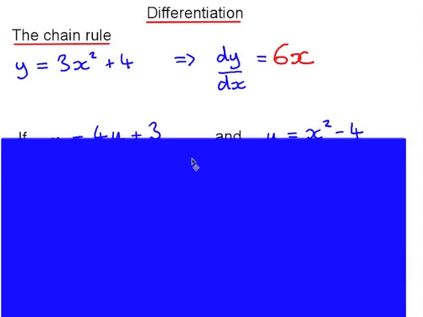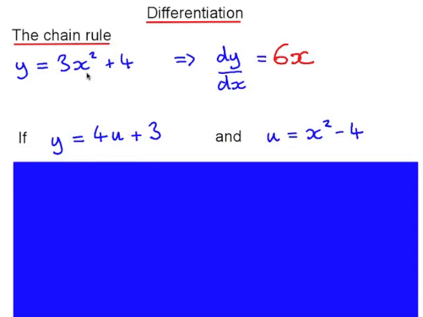But what if y is not given in terms of x, but is given in terms of u, and then we know that u is given in terms of x. So this is what I mean by a function of a function and why it's called the chain rule. We have y in terms of u and u in terms of x.